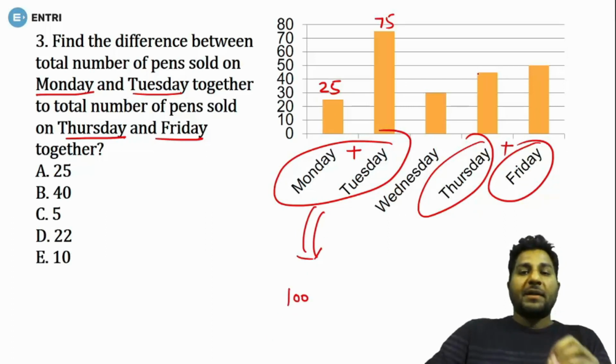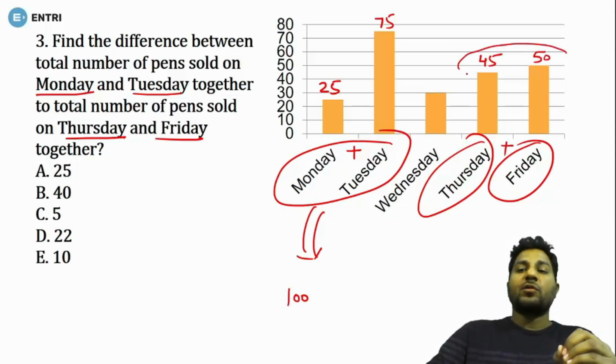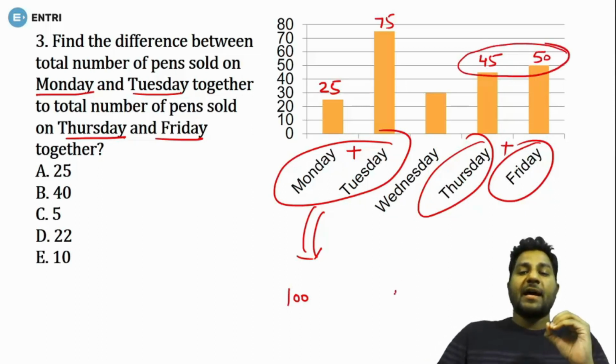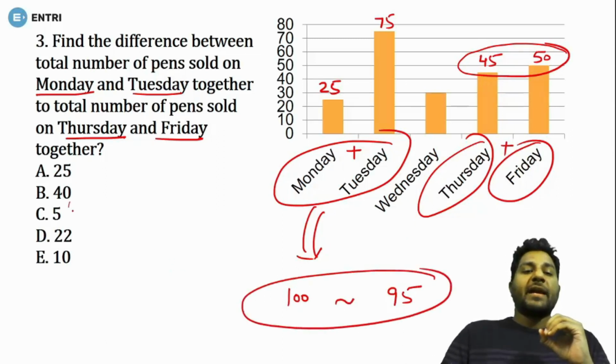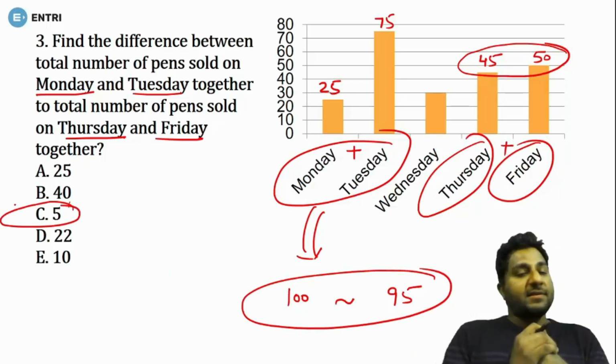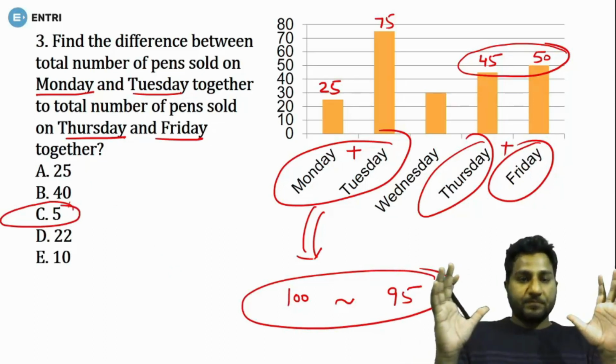Okay, but on Thursday 45 pens have been sold, while on Friday 50 pens have been sold, and that makes the total data as 95. So when you take the difference between these two data, you will be getting 5 as the correct answer.